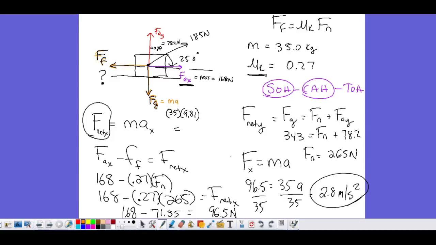Okay, so this is an example. We're doing overcoming friction problems from the homework, and we did this one in class. This is problem number 1, and this is on page 141. Let's add that.